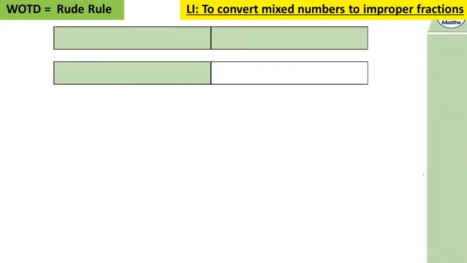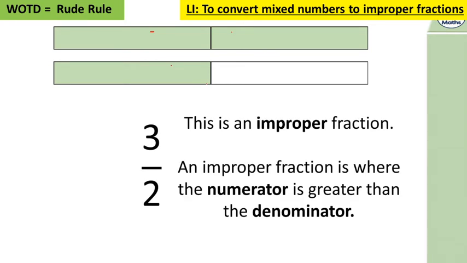And let's have a look at our work for the day. So we have here, remember each bar split into parts represents a whole. So we have one whole shaded in, and then we have half of a whole, and then it's split into two equal parts. So these are halves, so we have 1, 2, 3/2. Okay, this is an improper fraction, just to go over it.